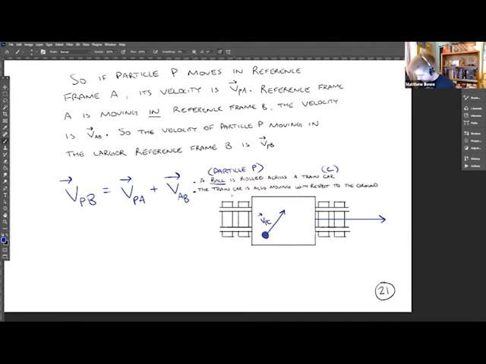The train car is also moving with respect to the ground. So the ground itself is a bigger reference frame. So the ground I'm going to put is G. So the train car is moving with this velocity. The car is moving with respect to the ground.